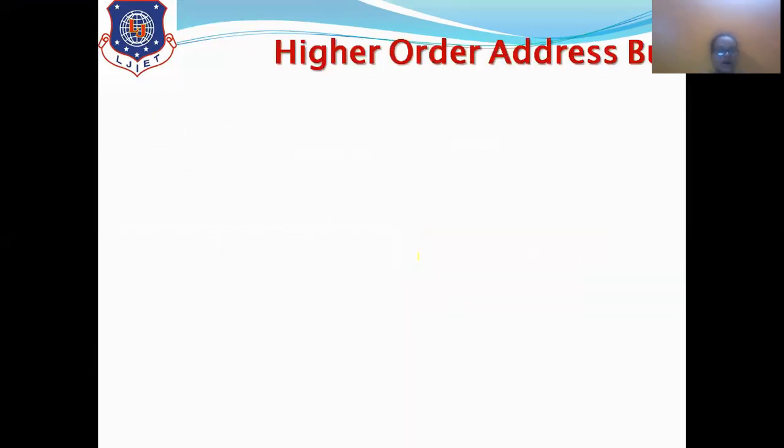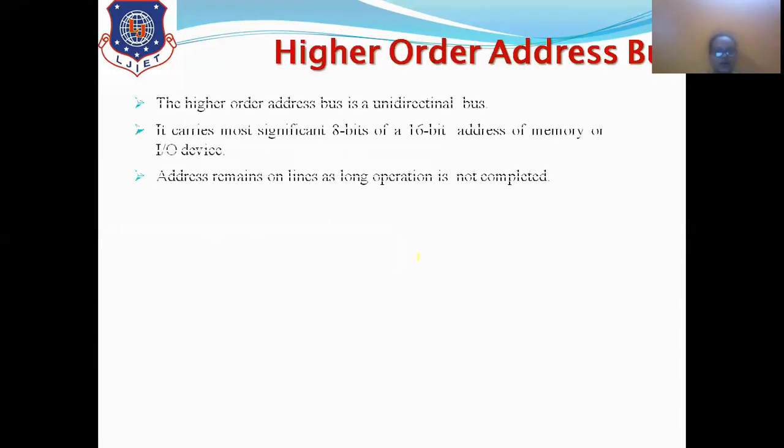Now, how are the higher order address bus and lower order address bus defined? First we are going to discuss the higher order address bus. The higher order address bus is a unidirectional bus. It carries the most significant 8 bits of the 16-bit address, that is from A8 to A15, of memory or IO device.